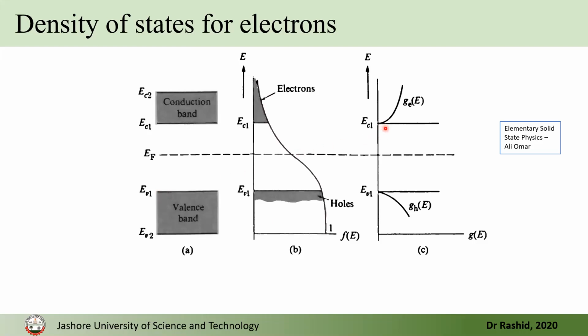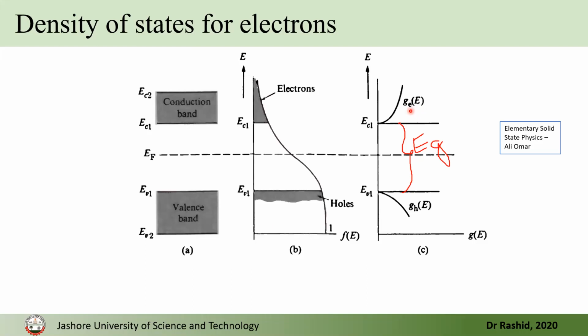But there is an energy gap between these two bands. So this is the energy gap. We call it EG. And the electrons are not allowed to sit in this gap. They can sit below EV1 or above EC1.